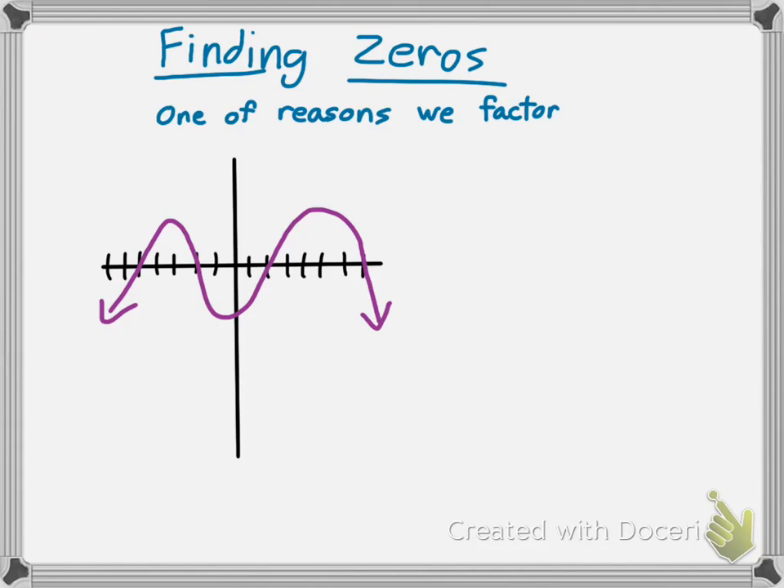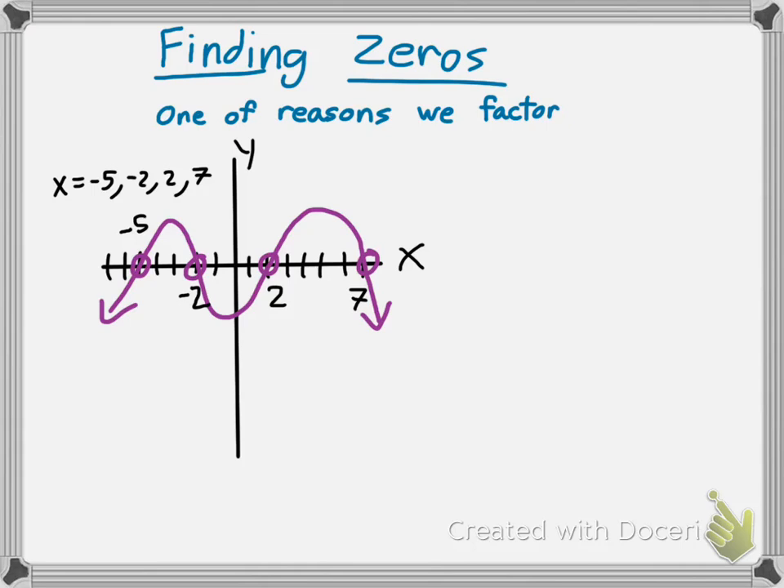Or another way you can talk about that is it's the x-intercept. So if this is your x-axis and this is your y-axis, it's the points at which it crosses the x-axis. So those points are at -5, -2, +2, and +7. So I'm just going to list them out up here. So our zeros are -5, -2, 2, and 7.